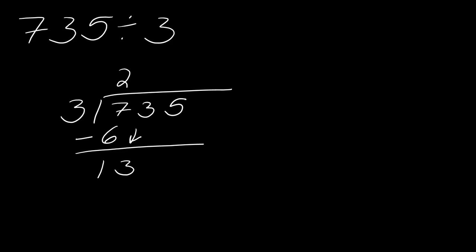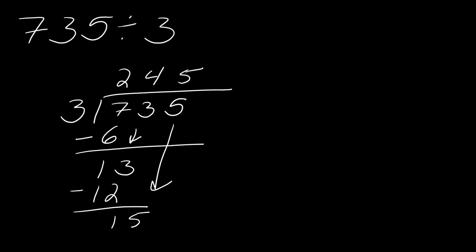And now that we're here, we restart the process. What can I multiply 3 by to get as close as possible to 13 without going over? That would be 4. 4 times 3 is 12. What do we do with that? We subtract it off. 13 minus 12 is 1. Bring the 5 down. 3 goes into 15 5 times. So this is going to be 245 with no remainder.